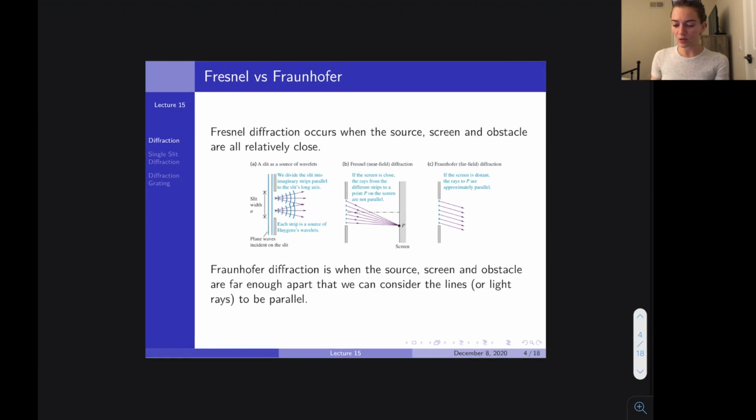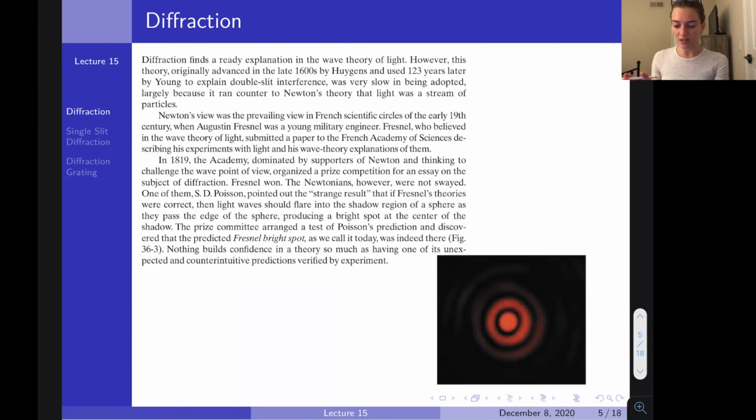So there is an interesting story with this Fresnel diffraction. This I took out of the Halliday Resnick Walker book. As I mentioned in some other lectures, there's some back and forth throughout history about whether light was a particle or a wave. Even up until the 1800s, here we have 1819, most people thought that light was a stream of particles. Our friend Fresnel here was an engineer, and he adhered to the wave theory of light. So he thought that light was a wave.